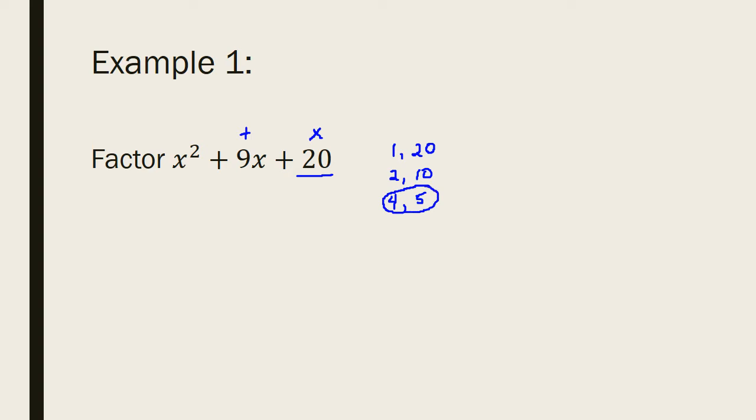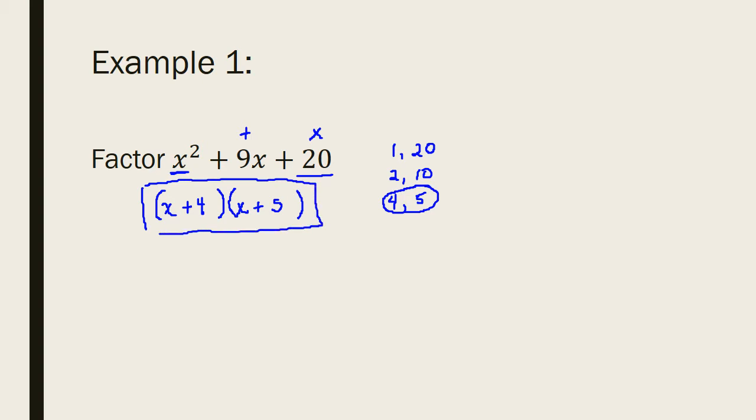So we do our two sets. This one is different from the GCF. This one gets two sets of parentheses. You're going to put your x in front because that's how we're going to get this x squared over here. And then our two numbers are 4 and 5, and that's a positive 4, so we write plus 4 and a positive 5. And there it is factored. X plus 4 times x plus 5. That is your answer for example 1.